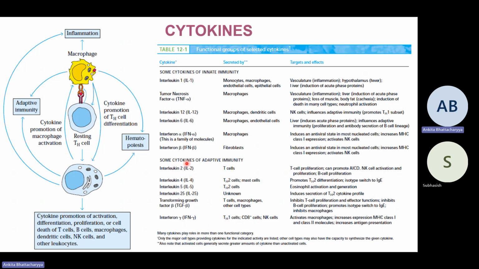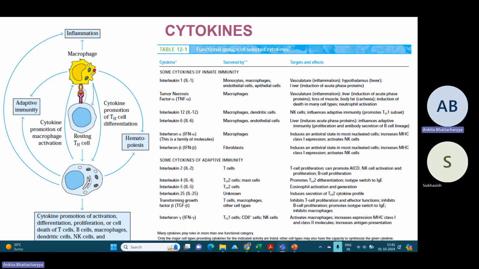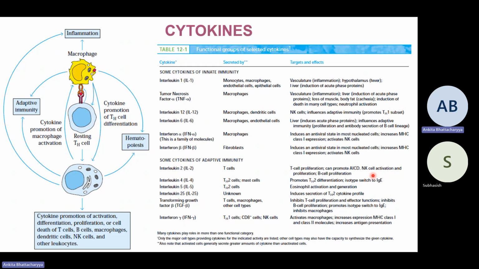For adaptive immunity, we have, of course, a different set of interleukins or cytokines which are operational in this case. So IL-2, 4, 5, 25, TGF beta, interferon gamma, each of which are secreted by different types of cells. And eventually what they do is that they can promote T cell proliferation for AICD. What AICD is, I don't think we've discussed yet, but it's another process for cell death. So maybe it'll come up probably in the next or next to next week. So we can discuss it then.